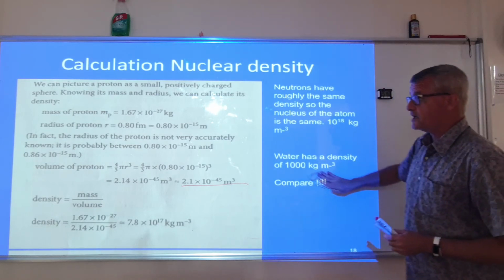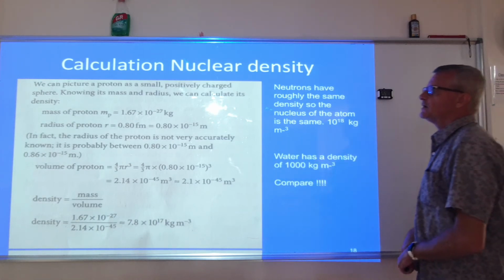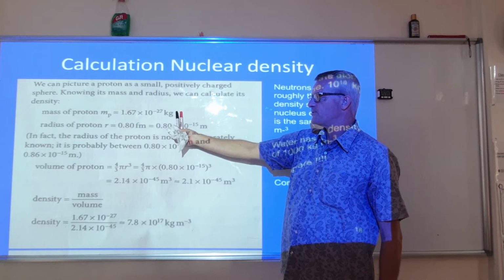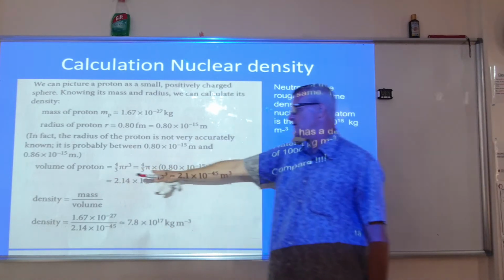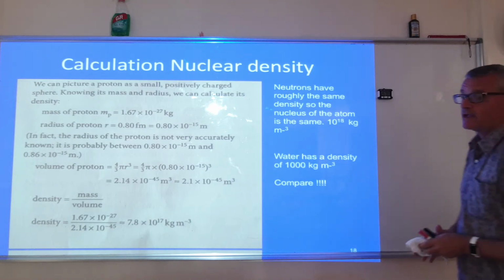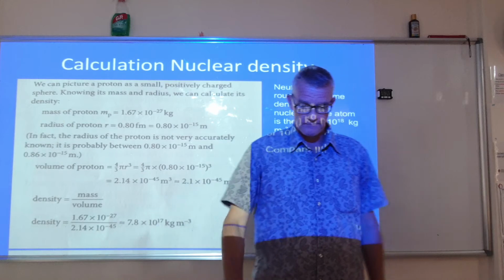Yeah, these are calculations that you are supposed to do. It's pretty simple. When the radius of the proton and the mass of the proton are given, you can calculate the volume of a proton, because we consider it as a sphere, and you can easily calculate the density. Okay?